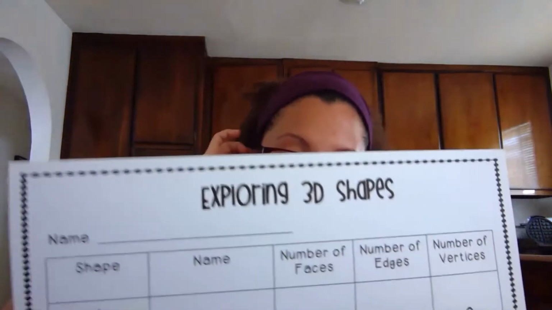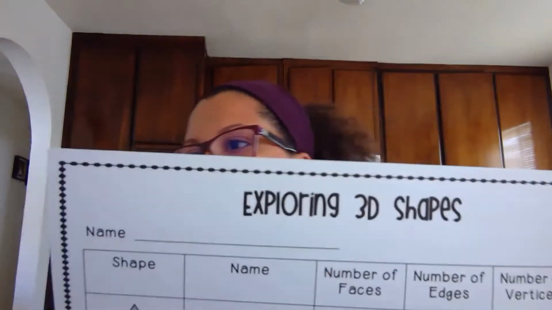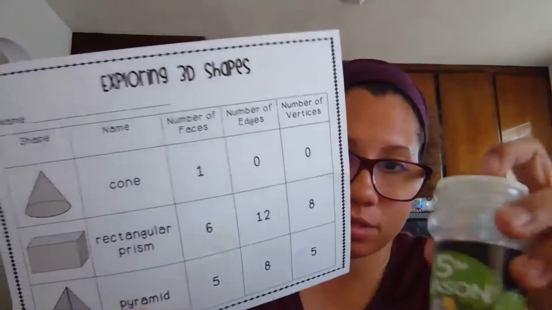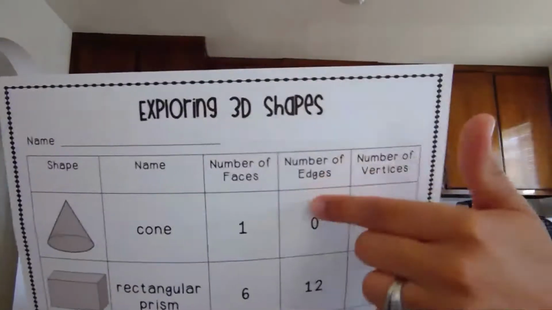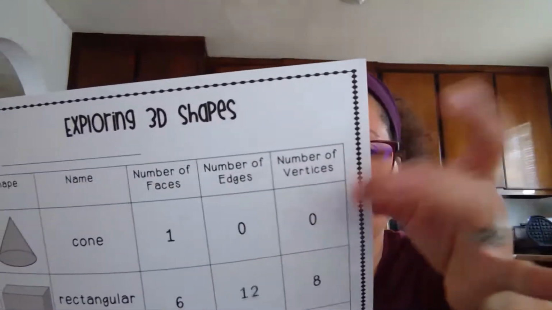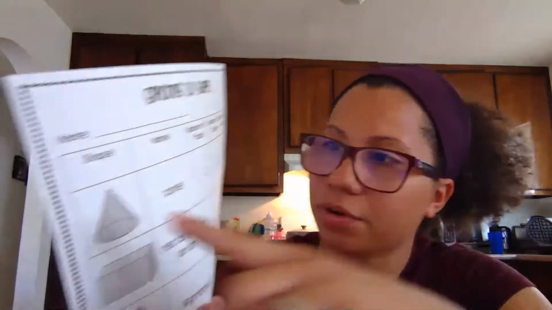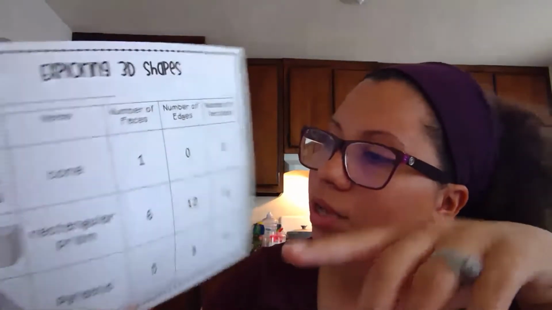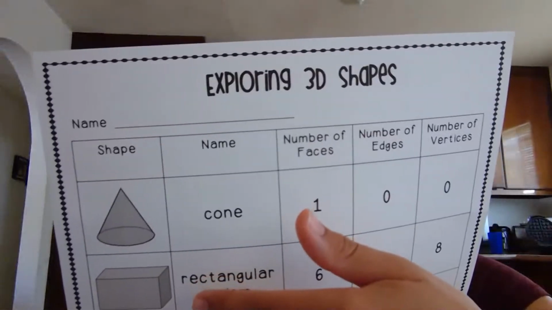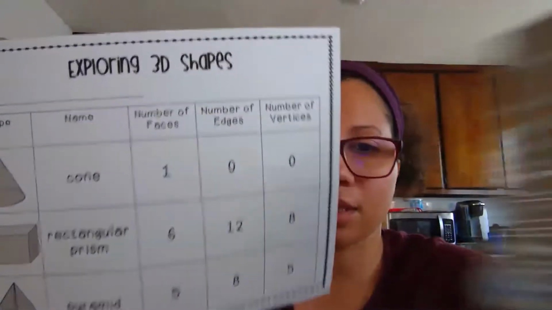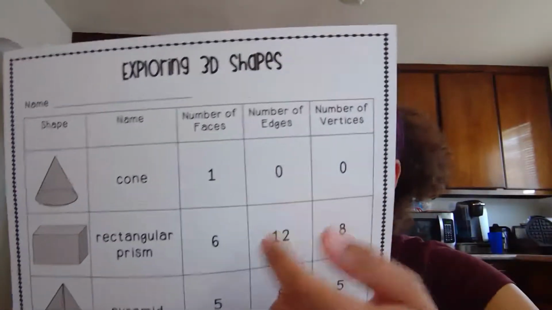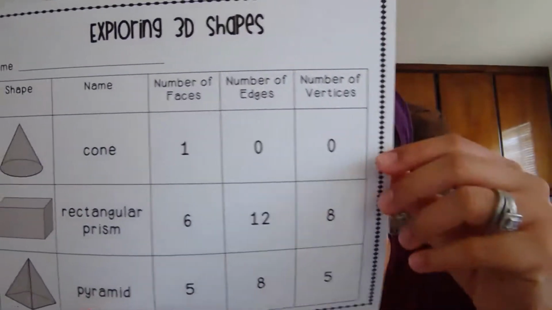A cone, which is like a party hat. Do I have one here? Not right now. I'll find one later. A cone has 1 flat face at the bottom, 0 edges, and this is a typo. It should say 1 vertex because they're all connecting up there. Rectangular prism. It's like an elongated cube, so it has the same number as the cube, right? 6 faces, 12 edges, 8 vertices.